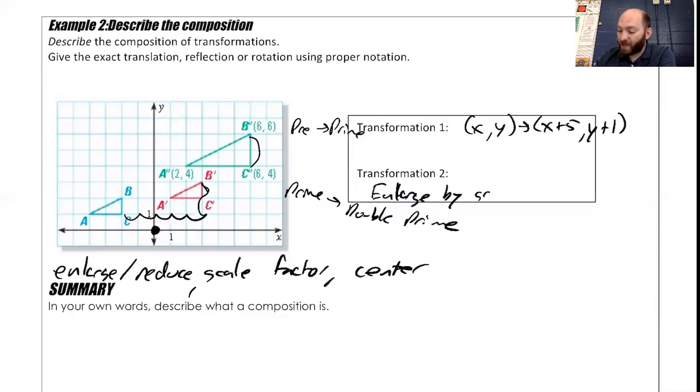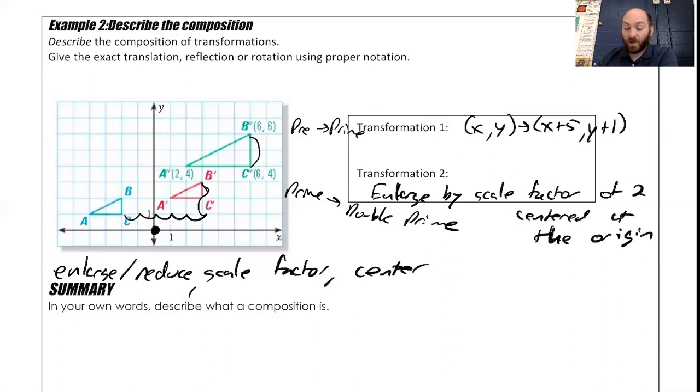Enlarging by a scale factor of 2 centered at the origin. So those are 3 things I need in these descriptions: enlarge, the scale factor, and the origin. Okay, so that's describing our full composition there. Started with a translation, ended with an enlargement.